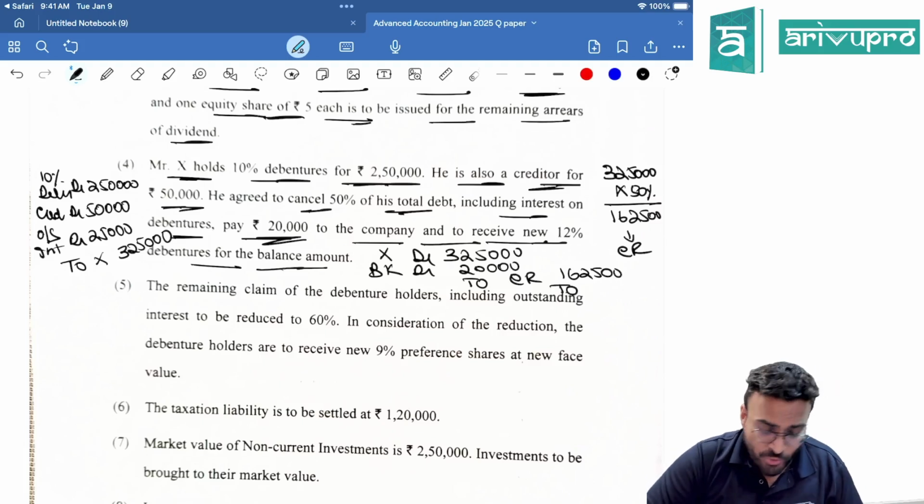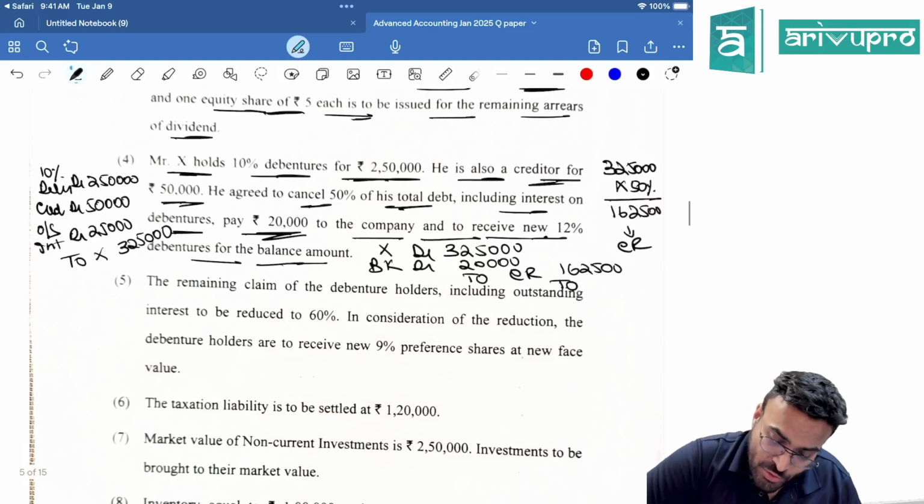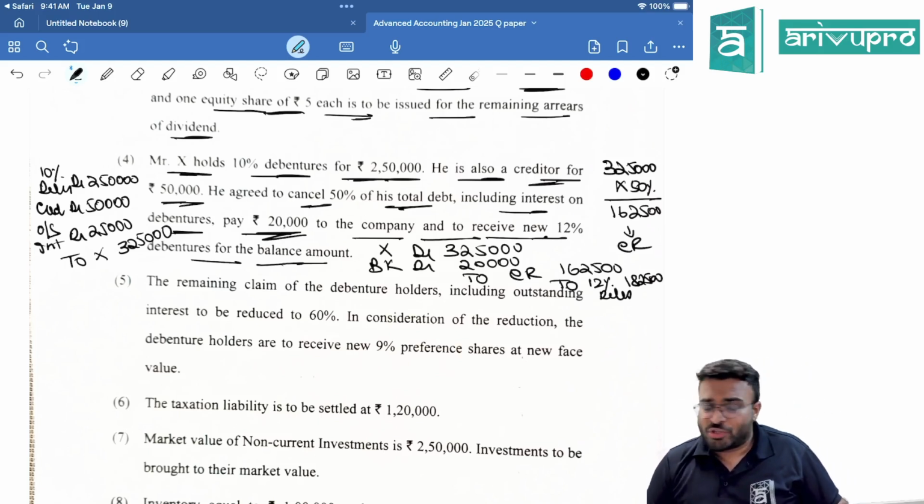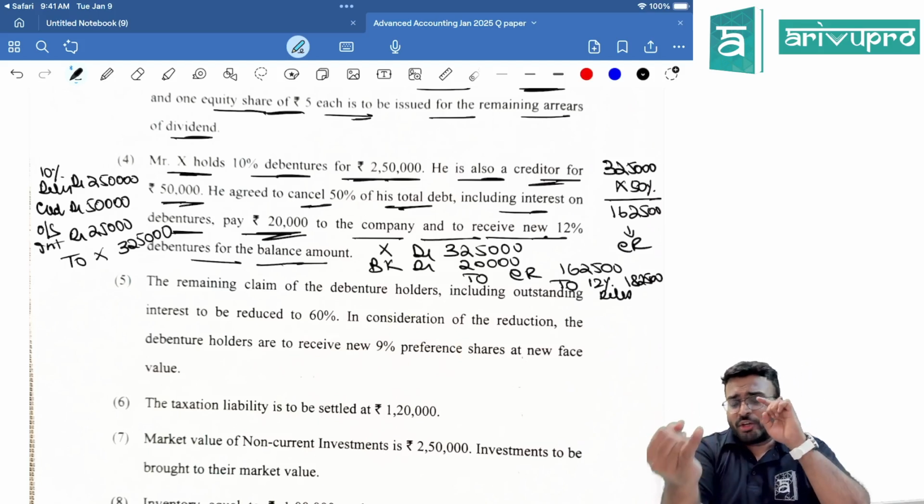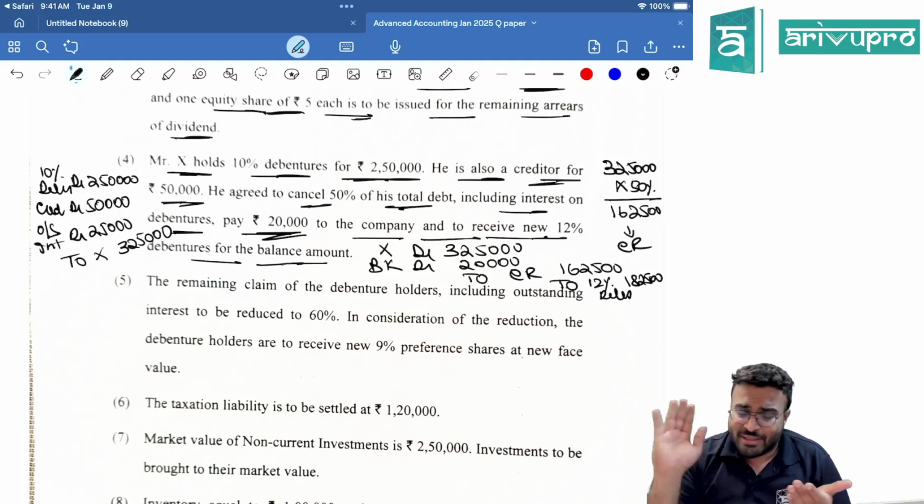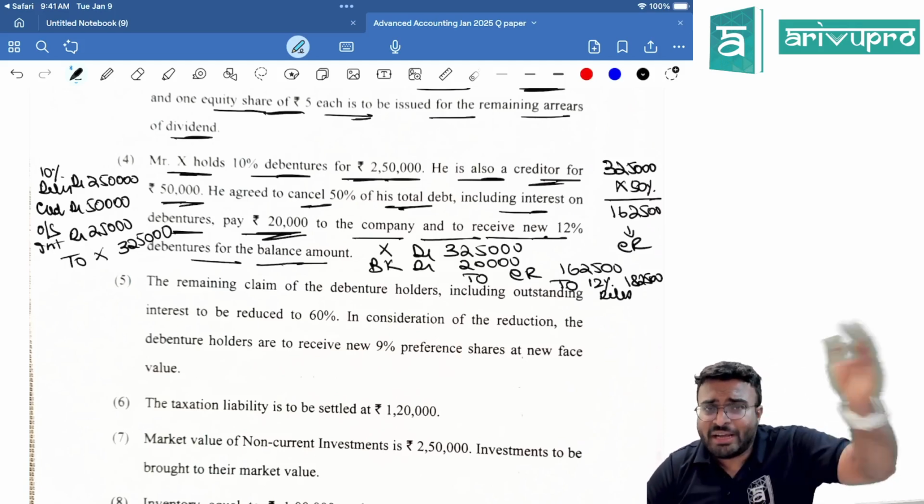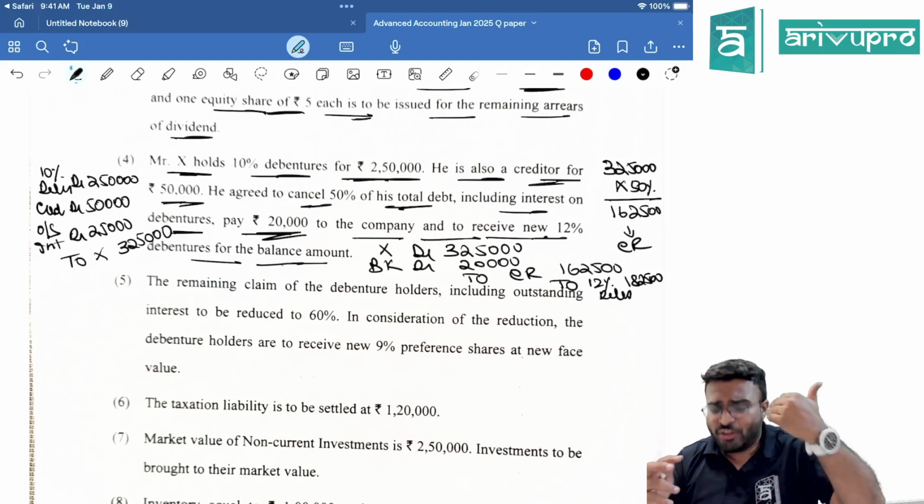And you're going to issue new debentures. So 3,45,000 minus 1,62,500 is 1,82,500. What percent debentures? 12% debentures, 1,82,500. This is going to be the situation. So first calculate, you have to give him debentures. He's part of trade payable also, and outstanding interest is also there. Half of that is cancelled, and he's going to give 20,000, money comes in and you're going to give debenture for that. So the remaining half you're giving debenture, and for the 20,000 which he has given, you're going to give debenture.